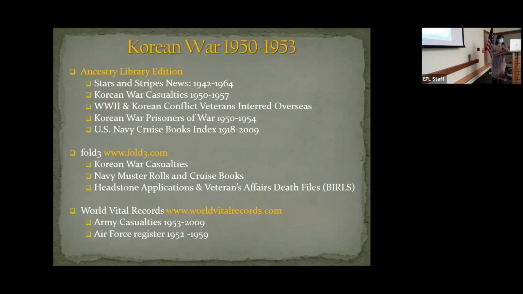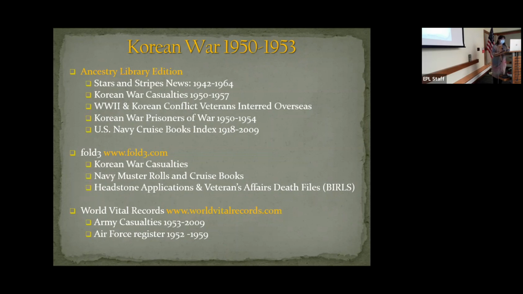Korean War and Vietnam War are both very similar in the amount of collections that they have online. The Stars and Stripes newspaper, like I talked about, which is available for First and Second World War through Ancestry, also has their collections up online. For the Second World War, they're the overseas newspapers. For the Korean War, I think they're the stateside papers. I don't think they're the Korean papers. So they're the local paper that was printed in the States out of Washington, D.C.